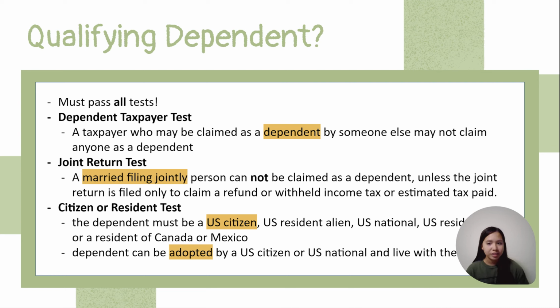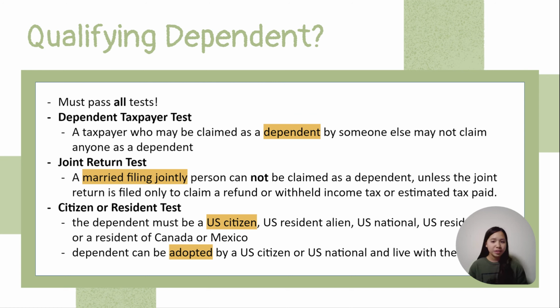Now, the last test to be considered a qualifying dependent is the citizen or resident test, meaning that the dependent in question must be a U.S. citizen, a U.S. resident alien, a U.S. national, or a resident of Canada or Mexico. The caveat to this is the dependent could be adopted by a U.S. citizen or a U.S. national, and they live with them all year. So if the dependent is adopted by a U.S. citizen, they must live with them all year to be claimed as a dependent on the U.S. citizen's tax return.